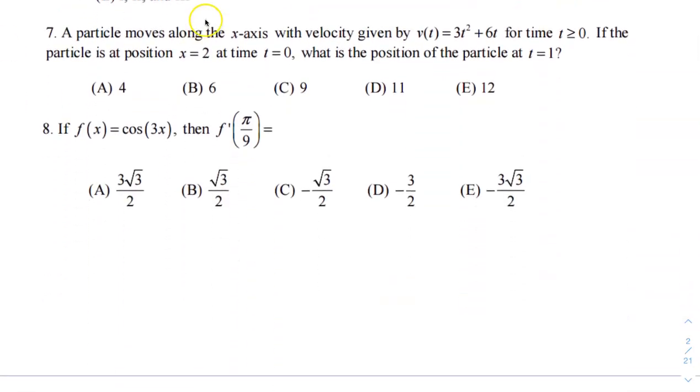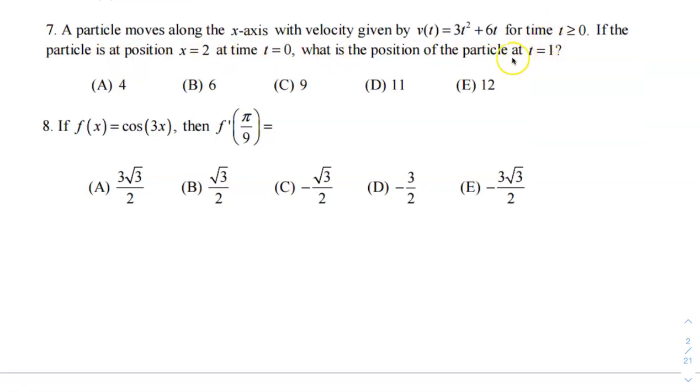7. A particle moves along the x-axis with velocity given by this for time t greater than 0. If the particle is at position x equals 2 at time 0, what's the position of the particle at t equals 1? So there's kind of two ways to do this one. One way, if you integrate velocity, you get the position, but you get plus c. How do you find the c? You plug in your initial point, 0, 2. That's one way to do it. And after you do that, now you can plug in 1.